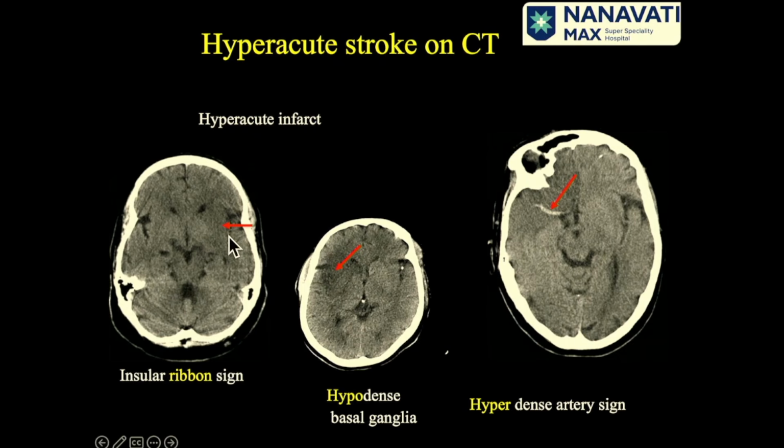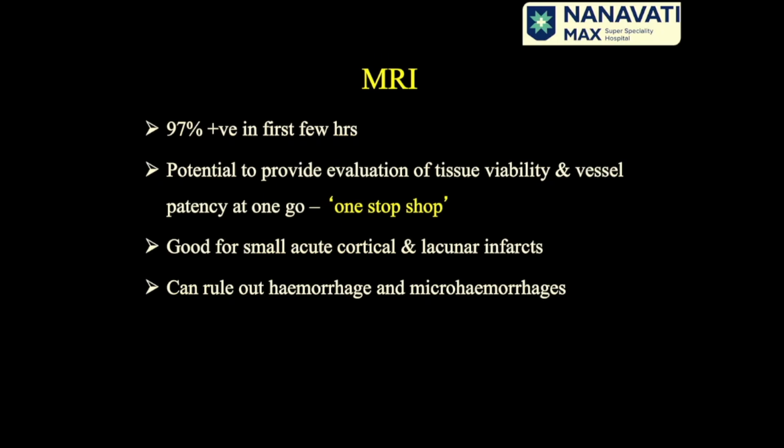Insular ribbon sign, where the insula is darker compared to the normal side. Here, hypodense basal ganglia sign, where the basal ganglia have become darker compared to the contralateral side, and dense artery sign. There is acute thrombus in the right middle cerebral artery.